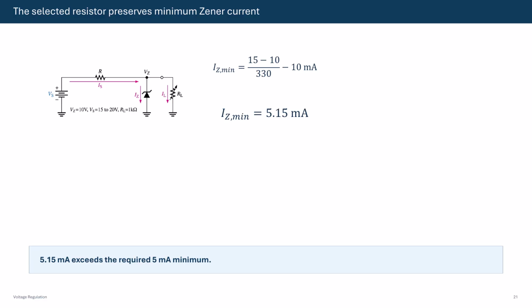The series current is 5 volts divided by 330 ohms. Subtracting the 10 mA load current gives a Zener current of about 5.15 mA. This is slightly above the required minimum, so regulation is maintained under the stated condition.